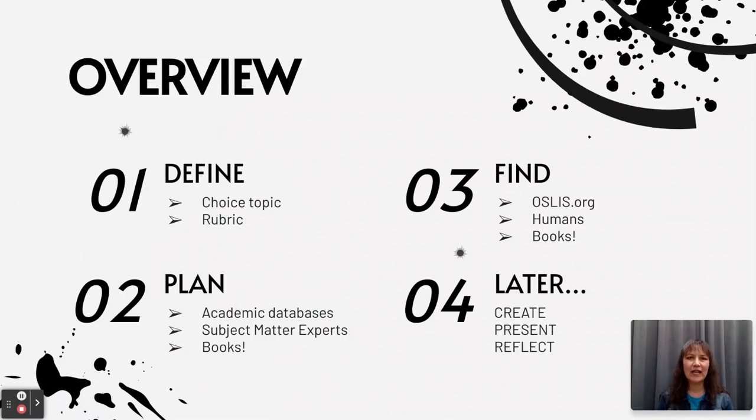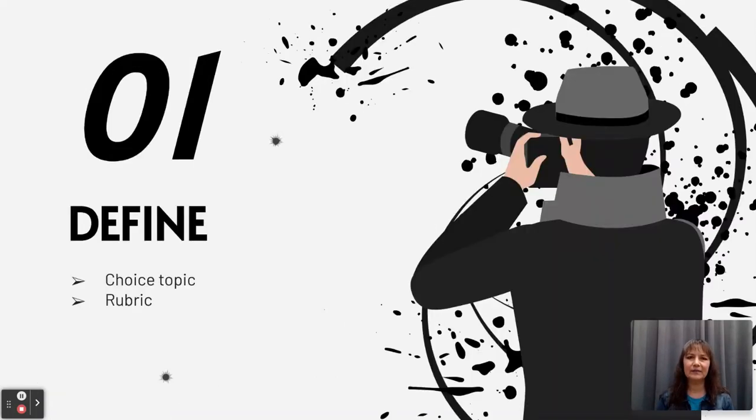So we're going to look at the first few steps of the research process: define, plan, and find. And we'll talk about the other three later, which are create, present, and reflect. So step number one is define.